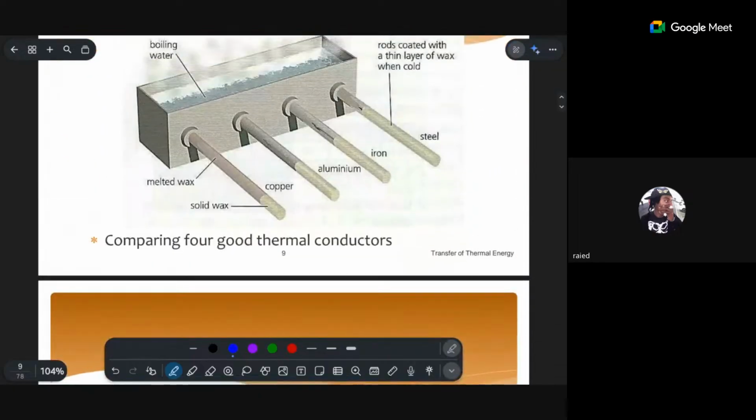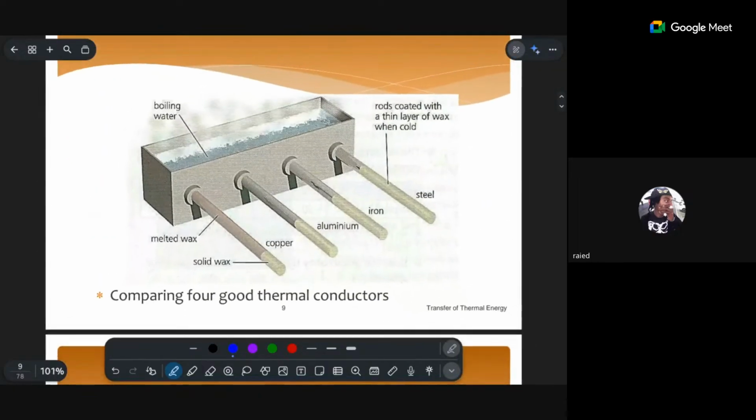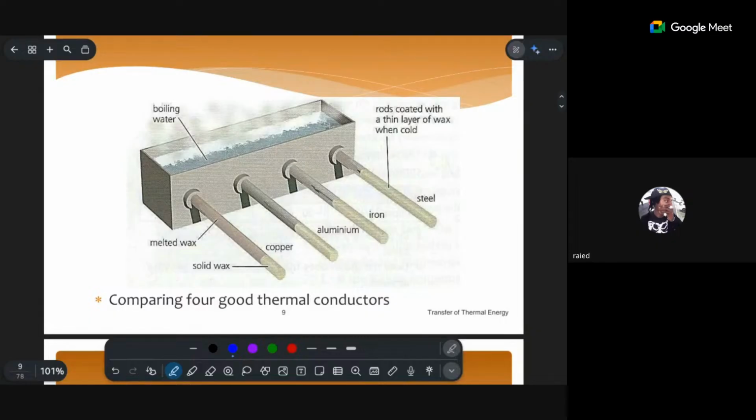Now here is an example, a demonstration, or rather an illustration. We have different types of materials. One of them is the copper rod. The second one is an aluminium rod. The third one is an iron rod. The fourth one is a steel rod. They all have the same amount of space from this point to this point, and they were completely wrapped with solid wax.